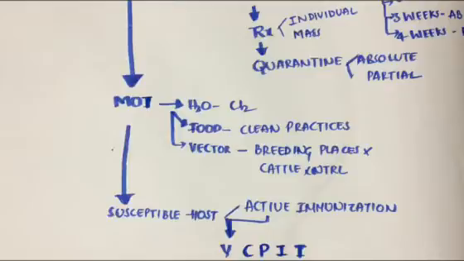Next, food. Foodborne diseases can be interrupted by breaking the chain of transmission by clean practices like hand washing, adequate cooking, refrigeration and covering the foods. Vector-borne diseases are controlled by destroying the stray dogs, control of the cattle, pets or other animals, and breeding places are treated with insecticides, pesticides. Then come to susceptible host.